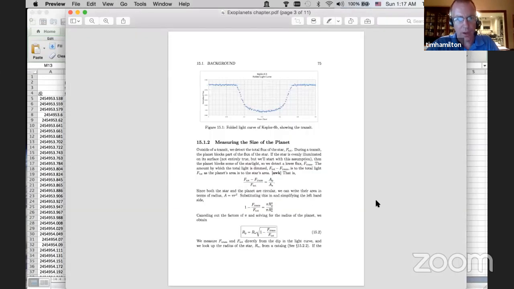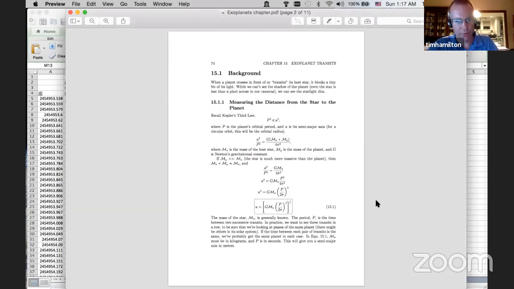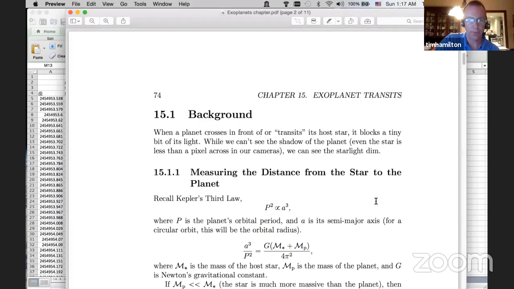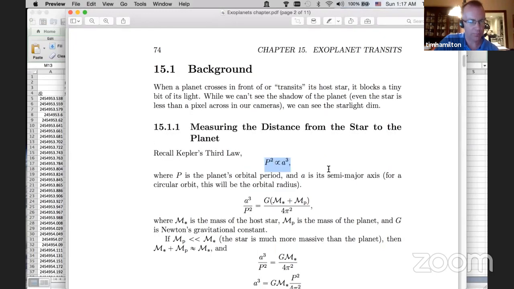All right. The first thing we can do with it is to measure the distance from the star to the planet. So if you recall Kepler's third law, that the period P of the planet's orbit squared is proportional to the distance from the star to the planet, the semi-major axis, a cubed. We will assume for these simple cases that it's a circular orbit, and it doesn't really matter that much right here.